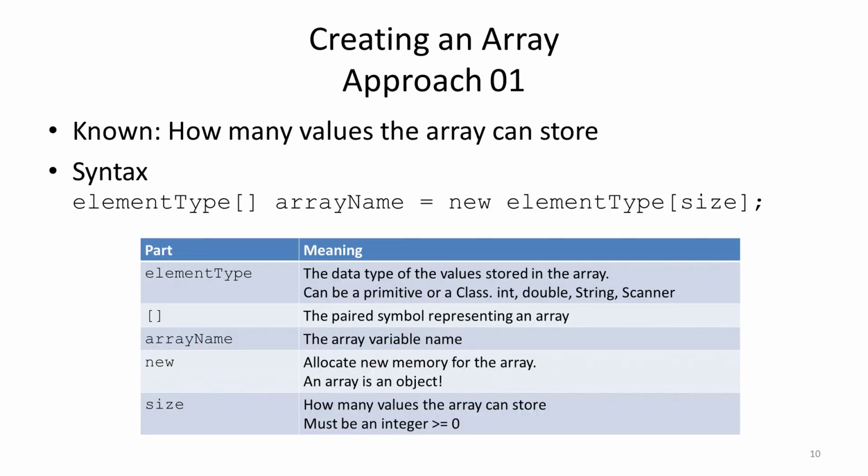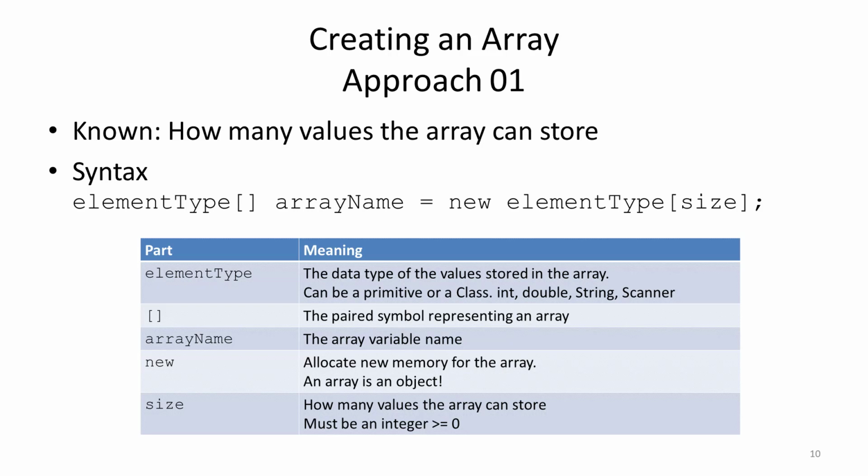To break this down, element type, that is the data type of the values stored in the array. So what kind of data do you want to store in the array? It can be a primitive or it can be a class. So you can create an int array, a double array, a string array, or even a scanner array. The square brackets, that is the paired symbol representing an array. The array name, that is your array variable name.